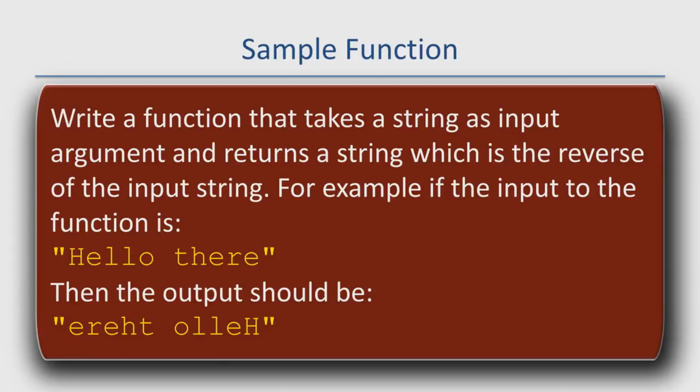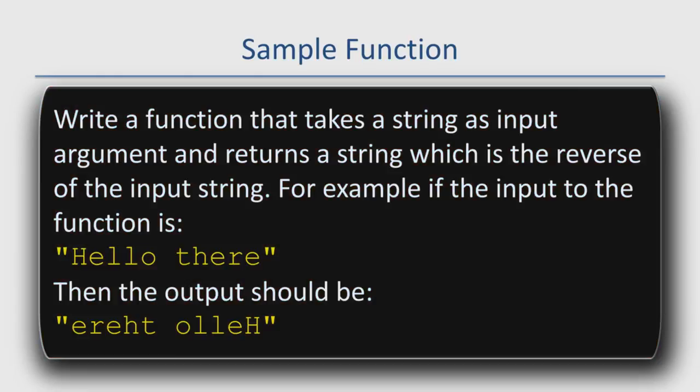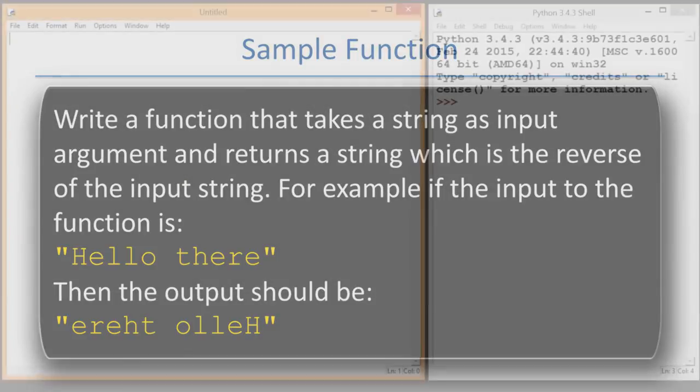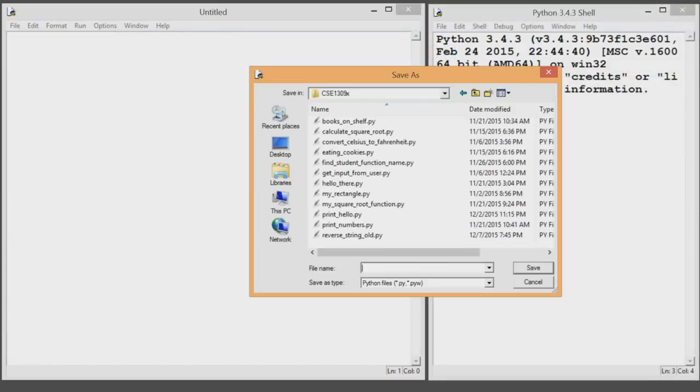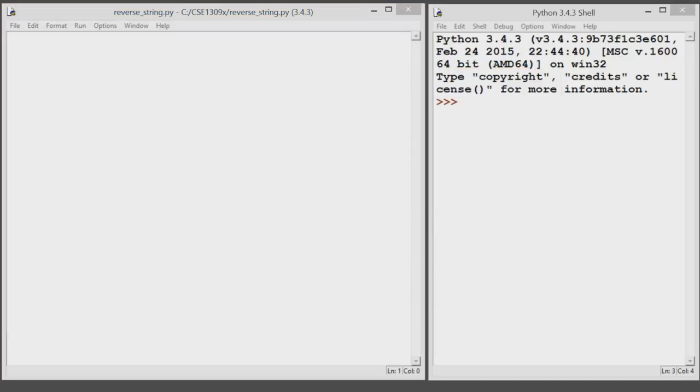For example, if the input to the function is "hello there", then the output should be "EREHT OLLEH", which is the reverse of the string "hello there". Let's go to the Python environment and write this function. As usual, I have opened the Python IDLE, opened a new blank text file, and called it reverse string.